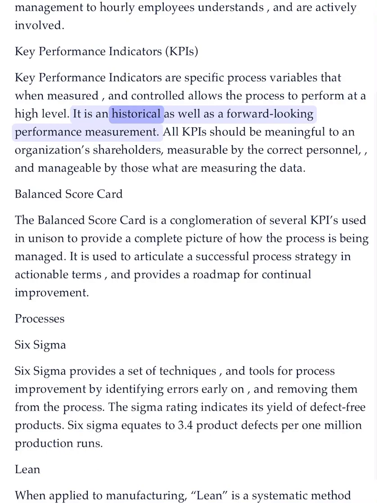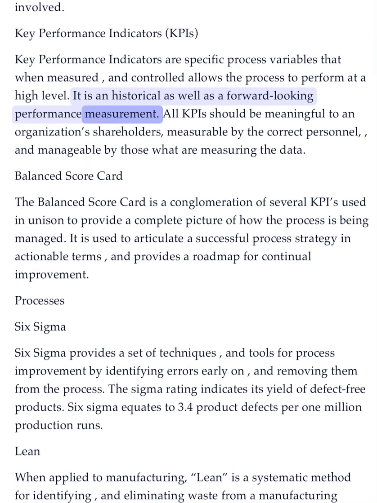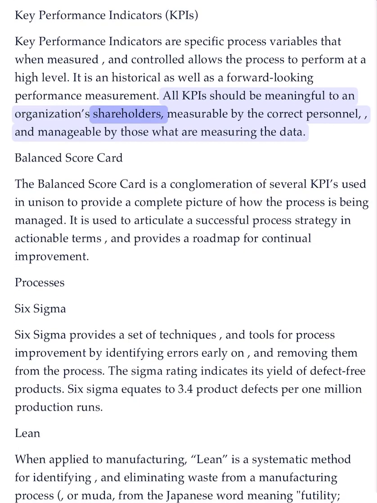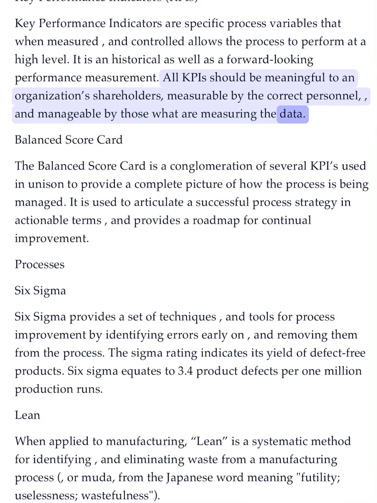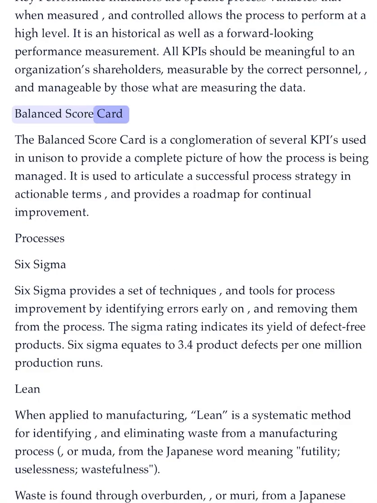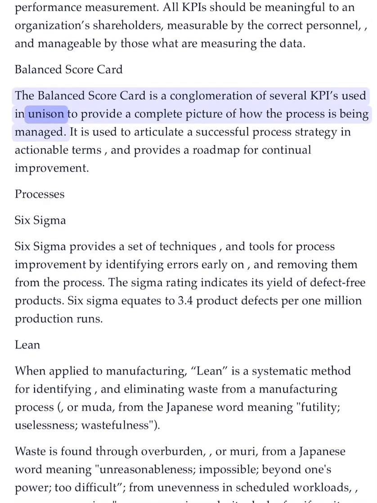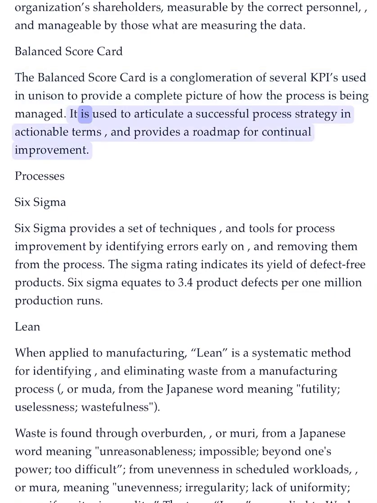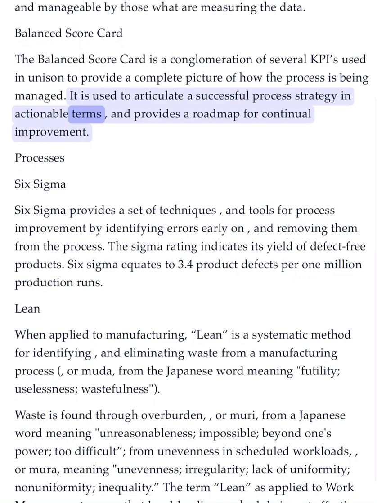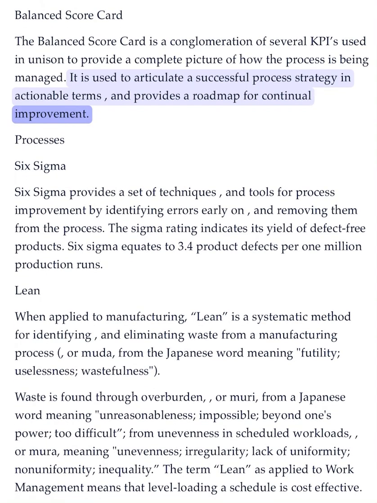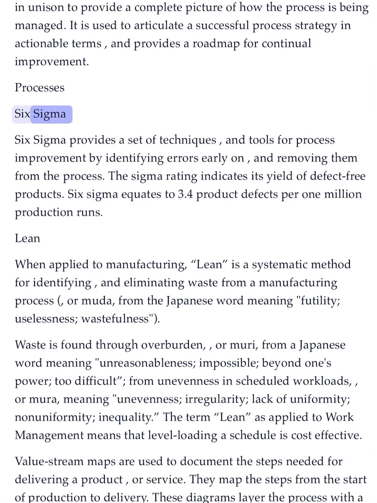It is an historical as well as a forward-looking performance measurement. All KPIs should be meaningful to an organization's shareholders, measurable by the correct personnel, and manageable by those measuring the data. Balanced scorecard. The balanced scorecard is a conglomeration of several KPIs used in unison to provide a complete picture of how the process is being managed. It is used to articulate a successful process strategy in actionable terms, and provides a roadmap for continual improvement. Processes. Six Sigma.